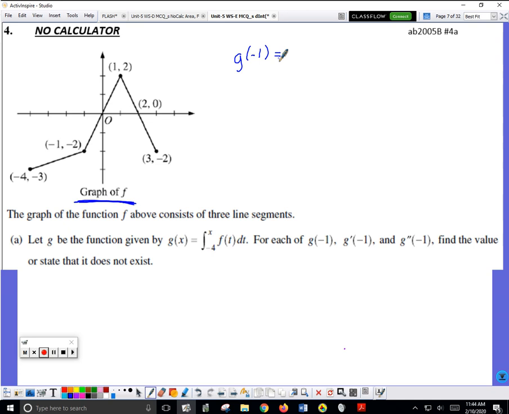So g of -1 is going to equal the integral from -4 to -1 of f. And the point is, don't stress about it. Just follow the rules you know. No big deal.